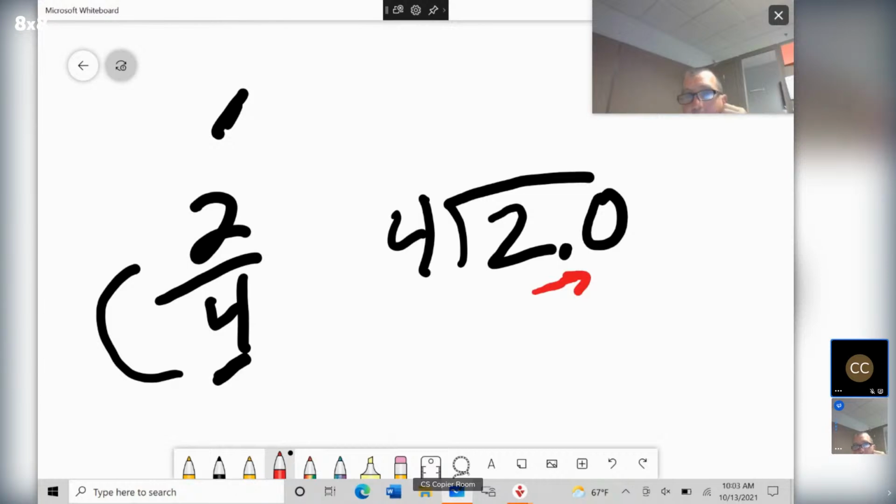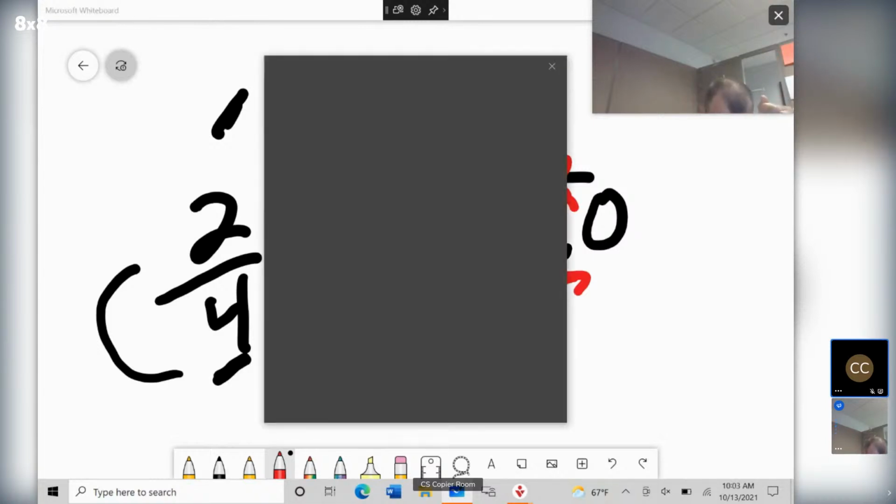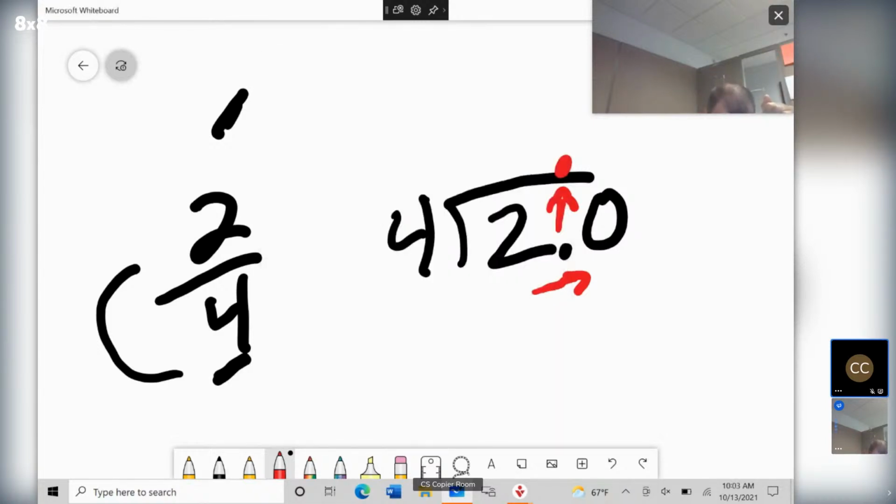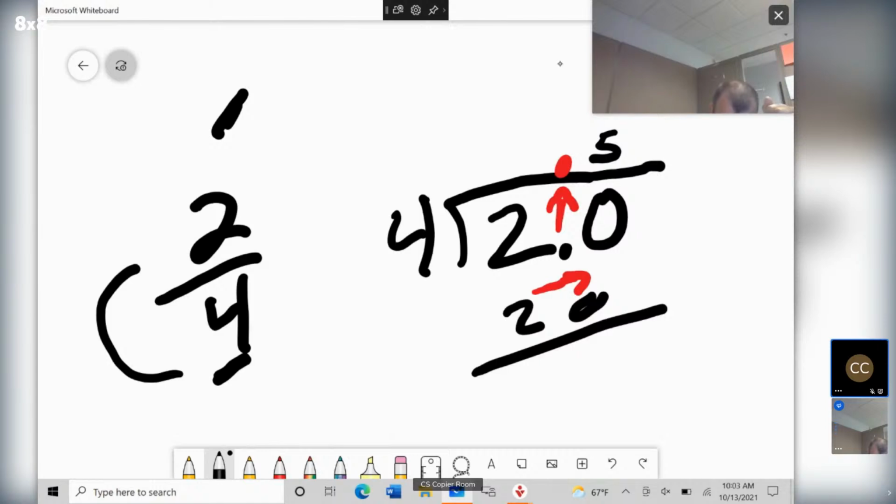And then, the first thing you want to do is move this decimal up. So we're going to put the decimal right there. And then it's just a straight division problem. 4 goes into 20 5 times. 5 times 4 is 20. There's nothing left over. So our answer would be 0.5, or 5/10.